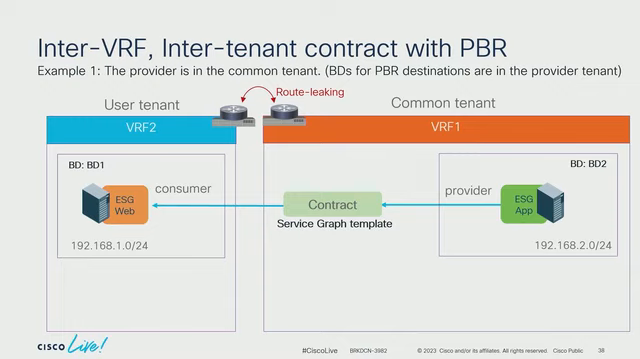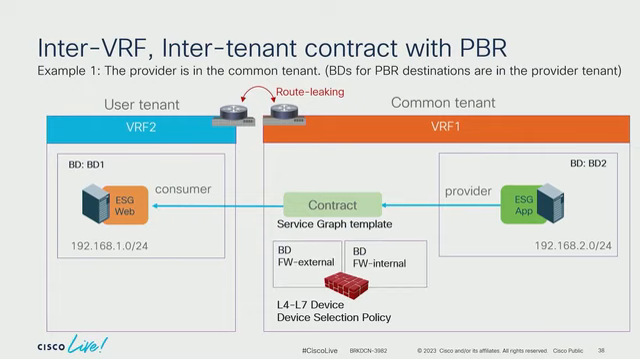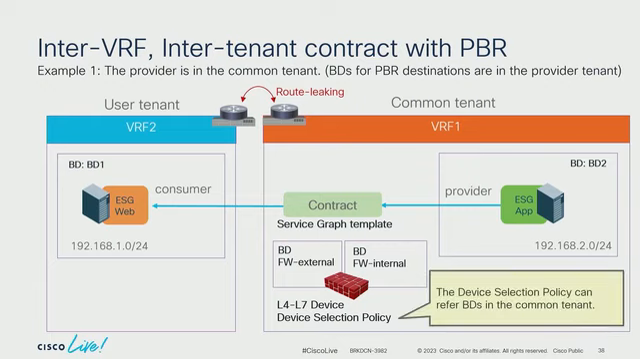Let's say you have common tenant as a provider, user tenant as a consumer. In that case, you have a contract in the common provider tenant, and the service graph template is also in the common provider tenant. Then the device and device selection policies are in common tenant. From this device selection policy, if BD is in user tenant, it's not visible from common tenant. So the network configurations should be in common tenant. So this is example number 1.